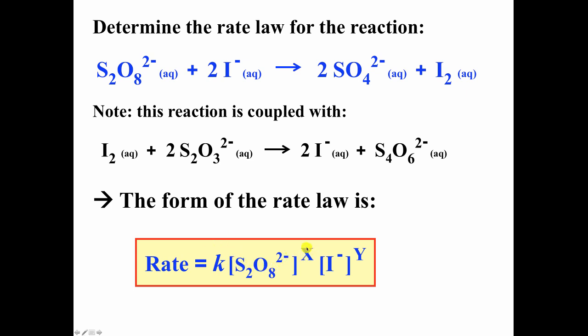S2O8 2- to the X power. X is the order of reaction in terms of S2O8. And in our simplified world, X is going to be either 0, 1, or 2. So this reaction will be either 0th order, 1st order, or 2nd order in the persulfate ion. I- to the Y power, same thing. Y is either 0, 1, or 2, and the reaction will be either 0th order, 1st order, or 2nd order in terms of the iodide ion.